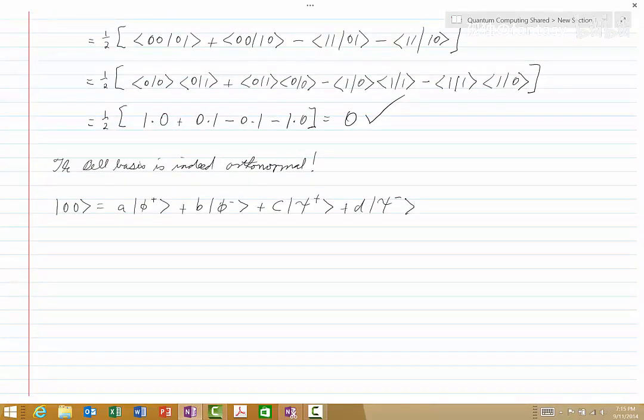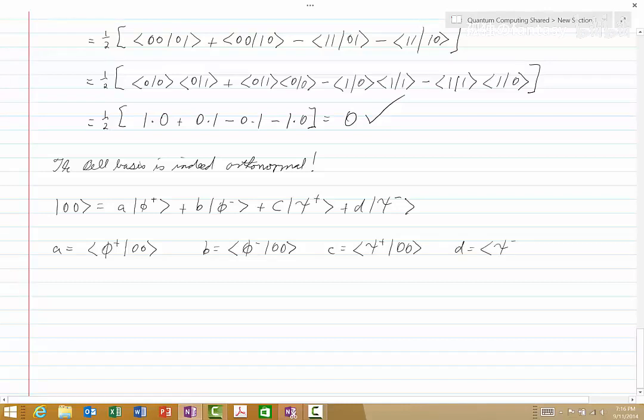Okay, so we know since the Bell basis is orthonormal that A will be equal to phi plus with 0, 0, B equals phi minus with 0, 0, C equals psi plus with 0, 0, and finally D equals psi minus with 0, 0. So let's go ahead and compute each one of these. A then will be equal to 1 over square root of 2 conjugate.